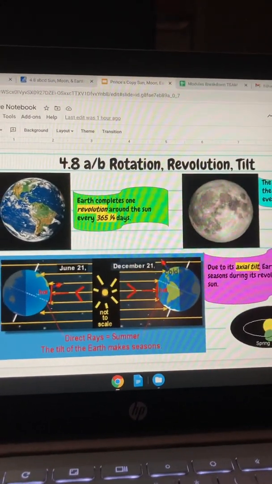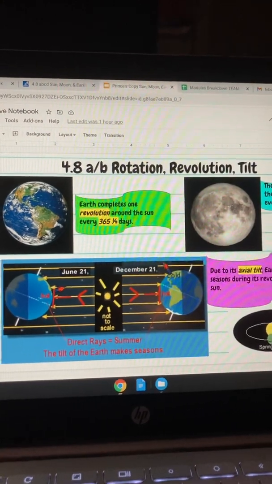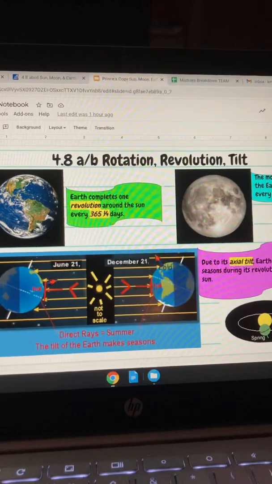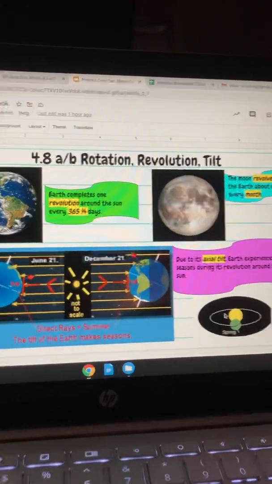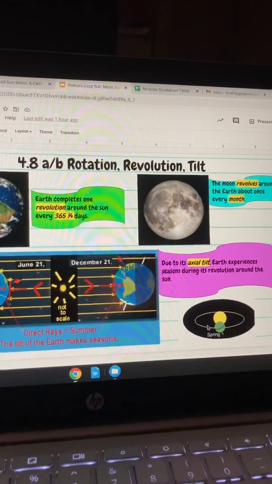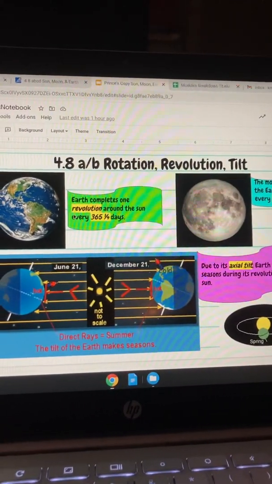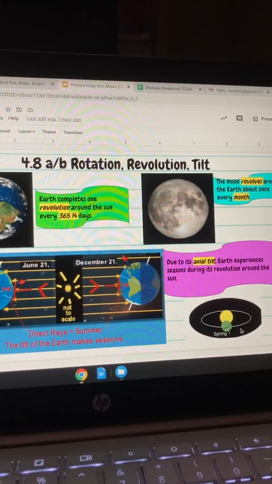Okay, so Earth completes one revolution around the sun every 365.25 days. So Earth's revolution is when it spins all the way around the sun. You see that down here. Its revolution is its trip around the sun, or a year. The revolution is a year long for the Earth. It's one trip around the sun.